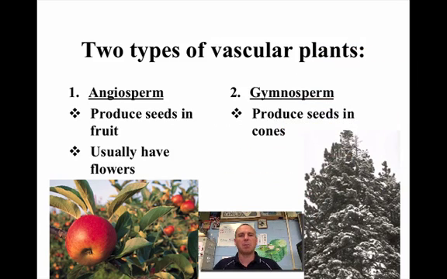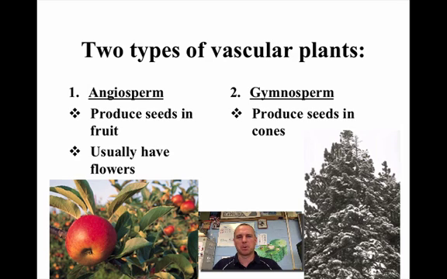Now, when we talk about vascular plants, remember these are the ones with the xylem and phloem. There are 2 you need to know, angiosperm and gymnosperm. Angiosperms produce their seeds in flowers and fruit, and gymnosperms produce their seeds in cones. So conifers are gymnosperms.